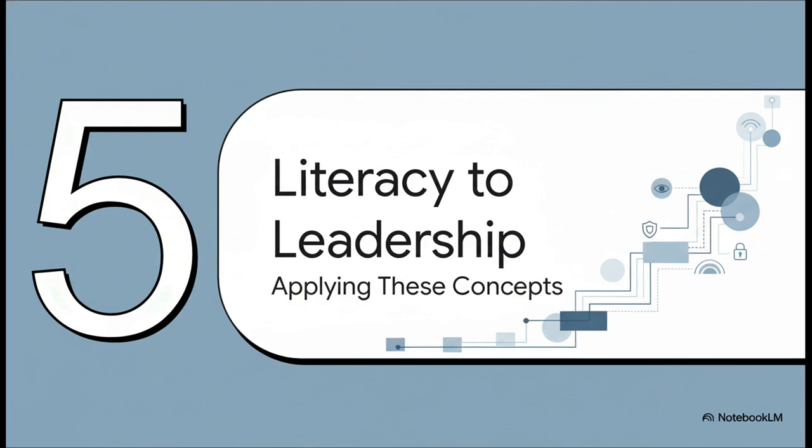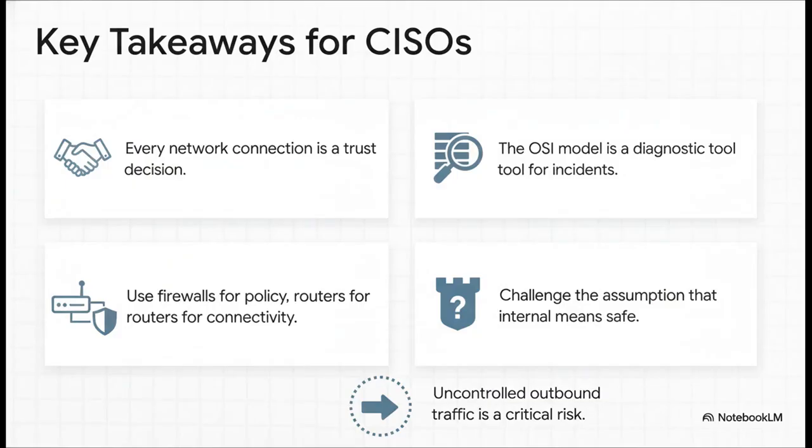Okay, so let's pull this all together. We've talked about the components, a model for thinking, and a couple of really dangerous assumptions. So, how do you take this literacy and turn it into real, effective leadership? Here are 5 principles to burn into your memory. First, every single connection is a trust decision.